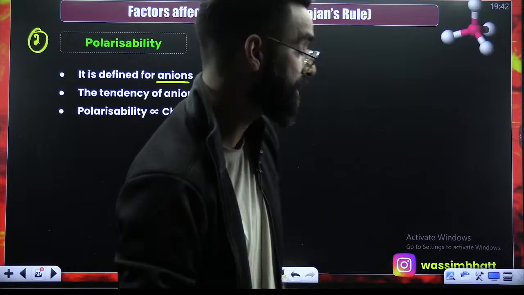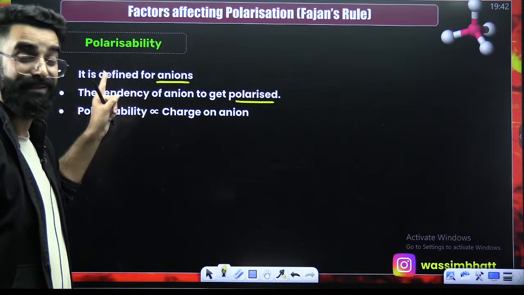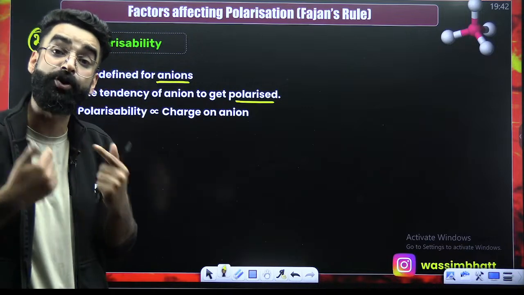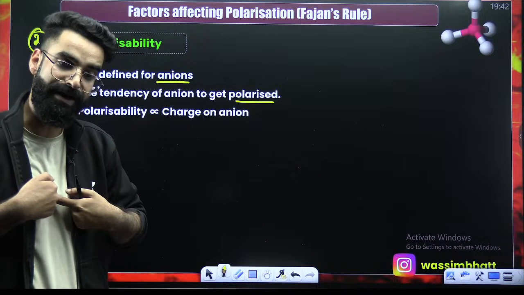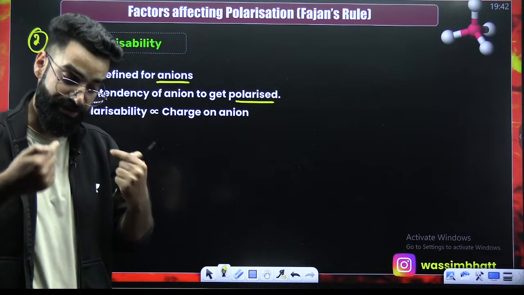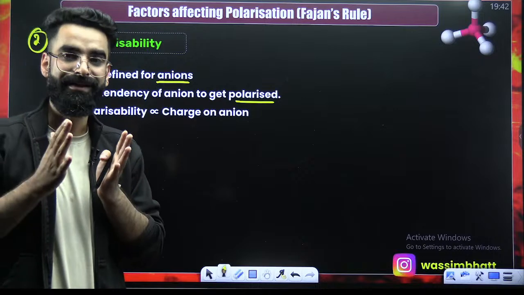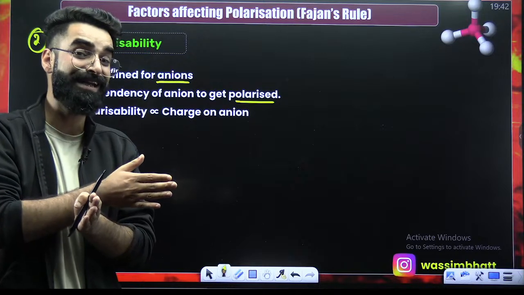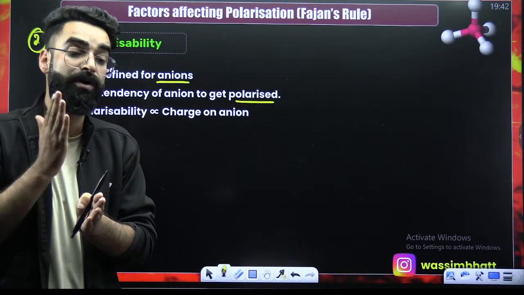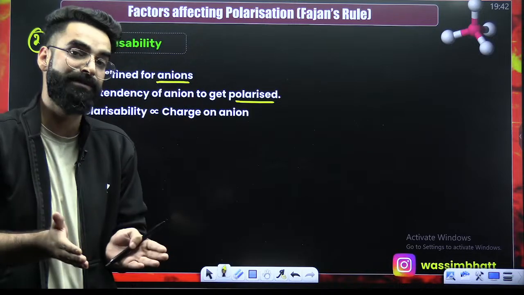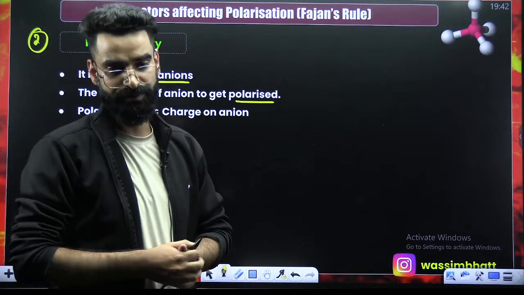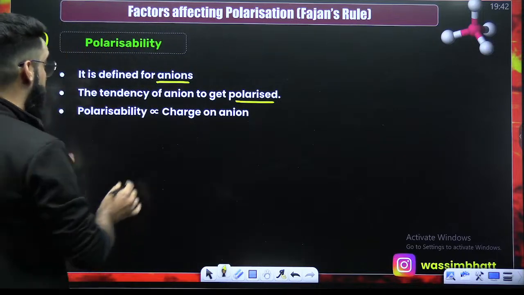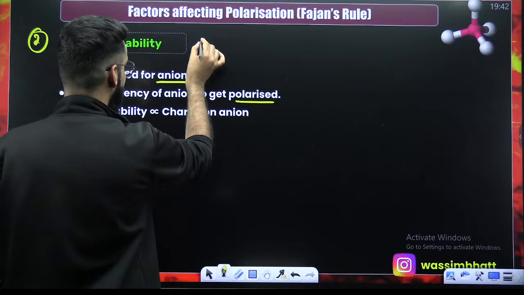Yeah? So remember this polarizability. It is defined for anions. It is basically the tendency of an anion to distort its electron cloud. The more the tendency of the anion to distort its electron cloud, the more the distortion. More distortion means more electron cloud will be shifted towards the cation, and that means more polarization. If there is more polarization, there is going to be more covalent character. Simple. Right? So remember from now onwards, polarizability of an anion.